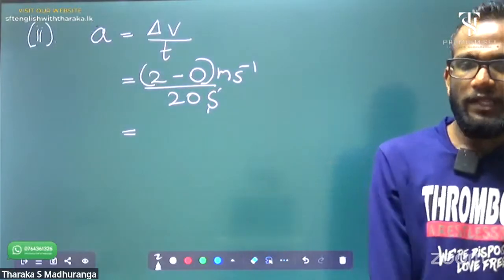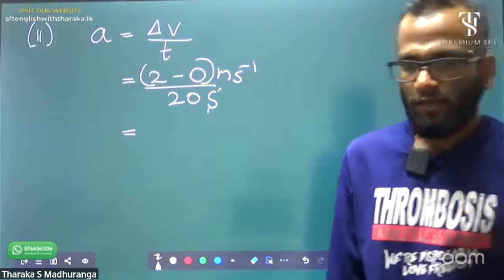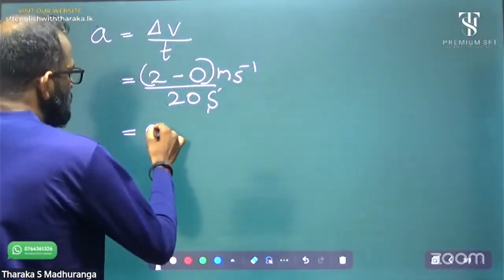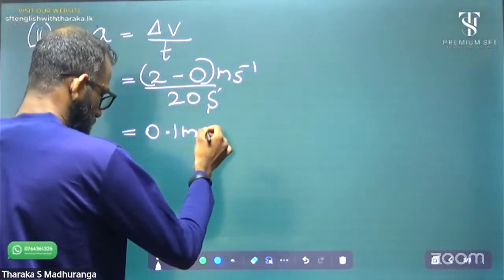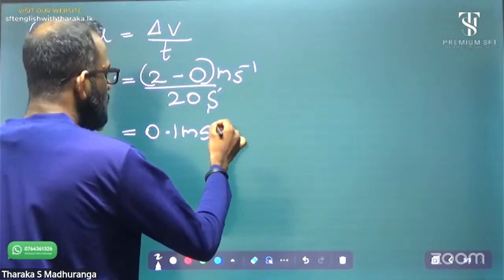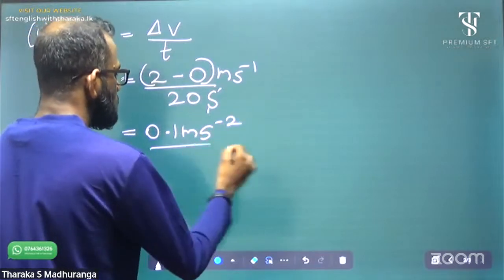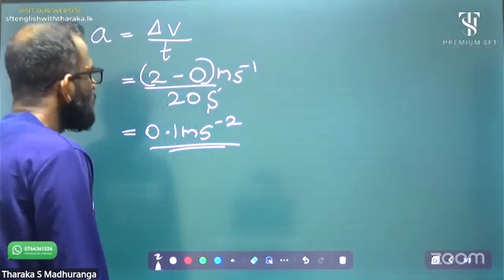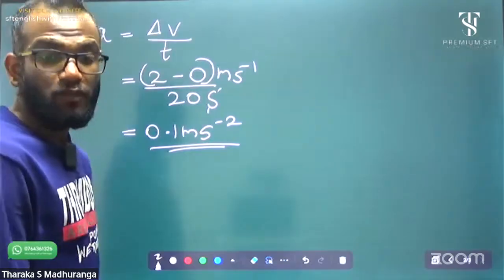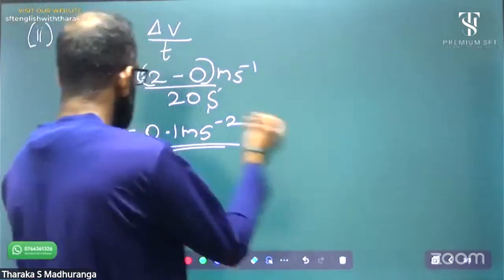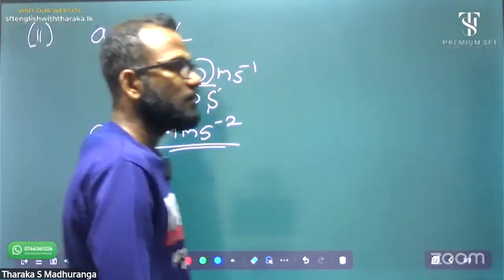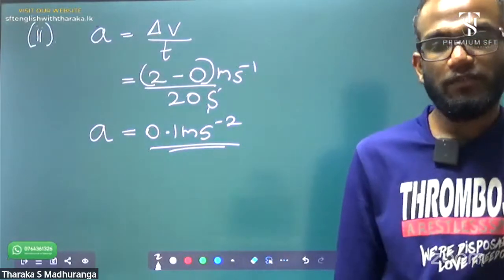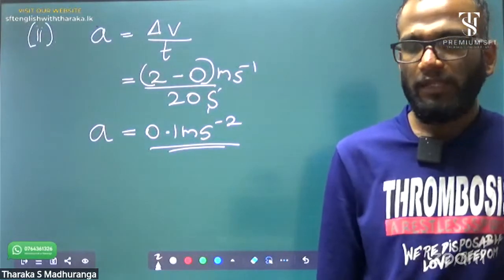2 minus 0 is 2. 2 divided by 20 is 0.1 ms^-2. So the acceleration equals 0.1 meters per square second.